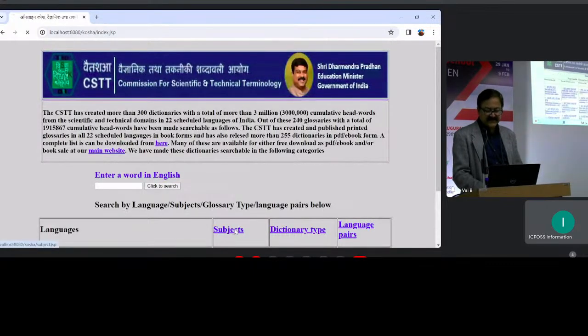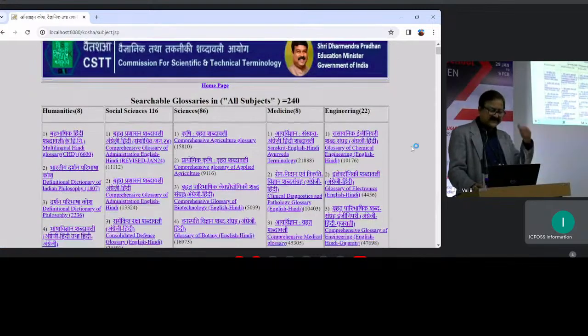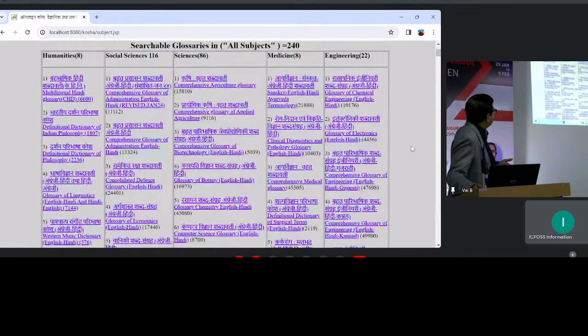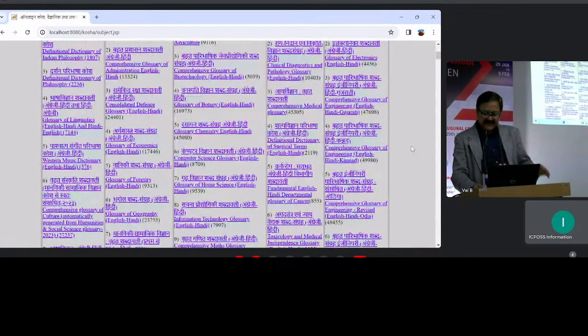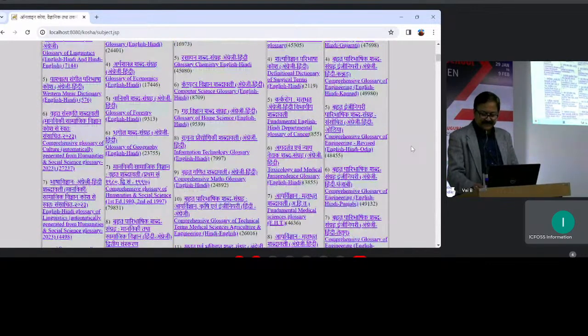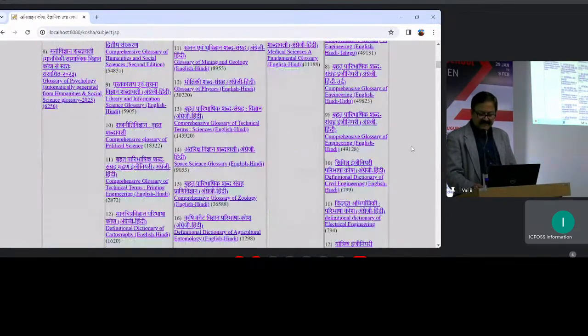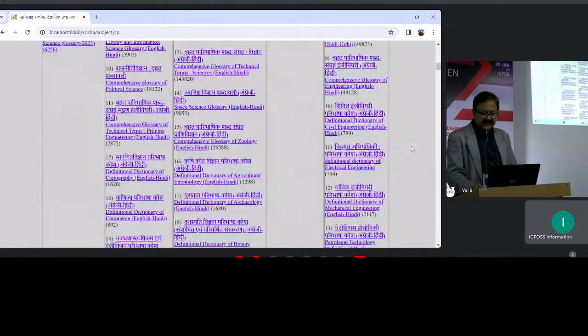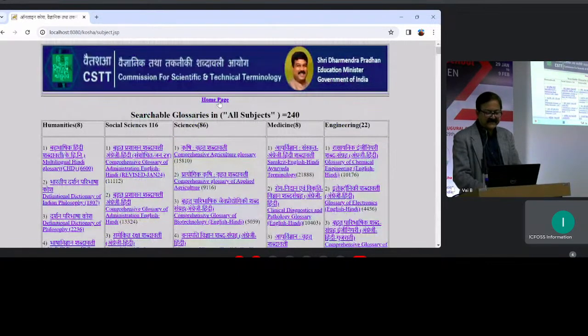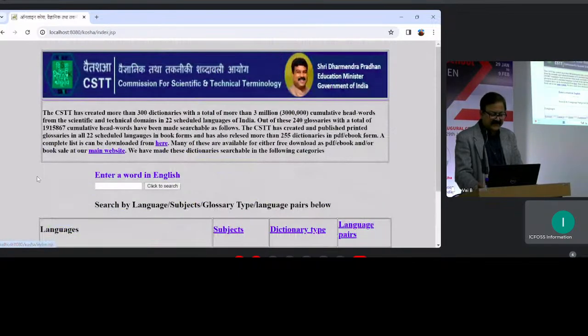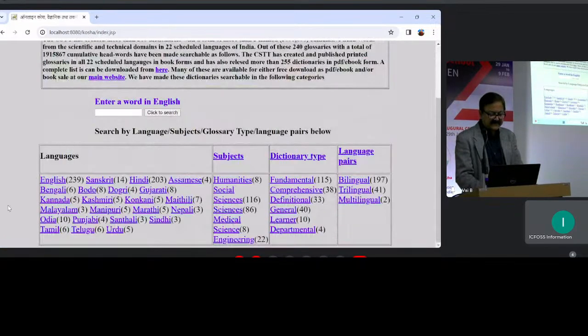If I go by subjects, every subject has a dictionary, many subjects. For example, we have engineering. Malayalam dictionary, engineering, or let me go to the home page where I can see the language-by-language dictionaries. Go from Malayalam, this.